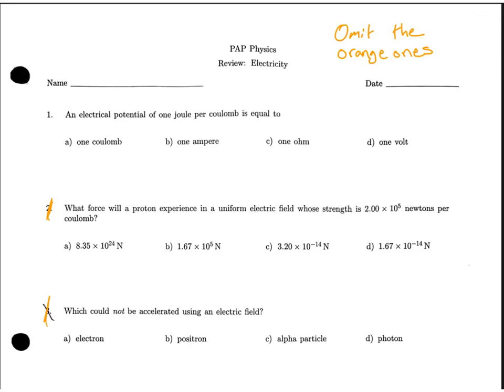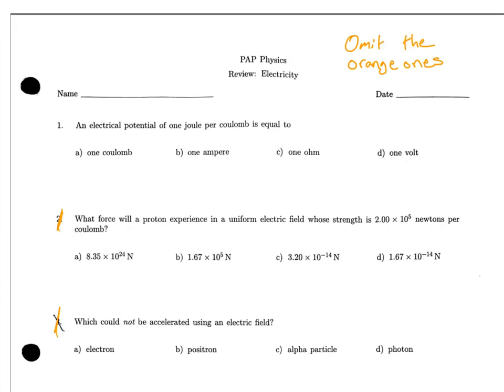Okay, so this is just a recording of the electricity review. An electric potential of 1 joule per coulomb is equal to... a joule is energy, and a coulomb is a charge, so it'd be E over Q. And if you remember, that is a volt, so 1 volt.